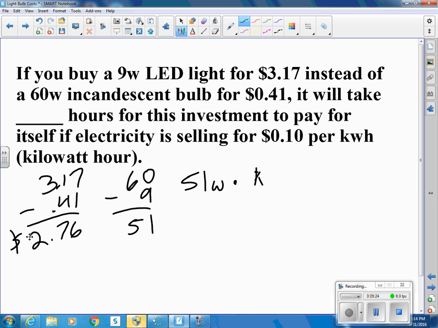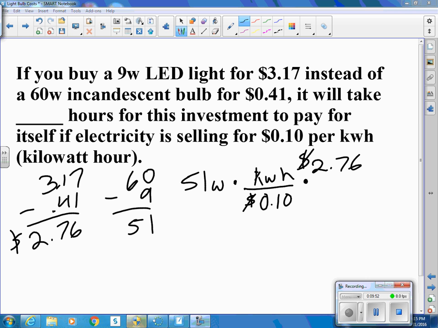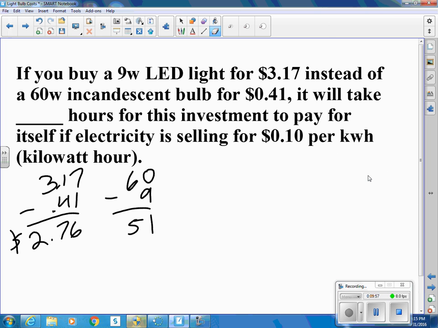okay, so 1 kilowatt hour is selling for 0.10, for 10 cents, and then if I see how many 10 cents are in $2.76, then the dollars cancel, and so I can see that the units are going to tell me to do something a little different here. So I'm going to erase that and start out with the kilowatt hours.